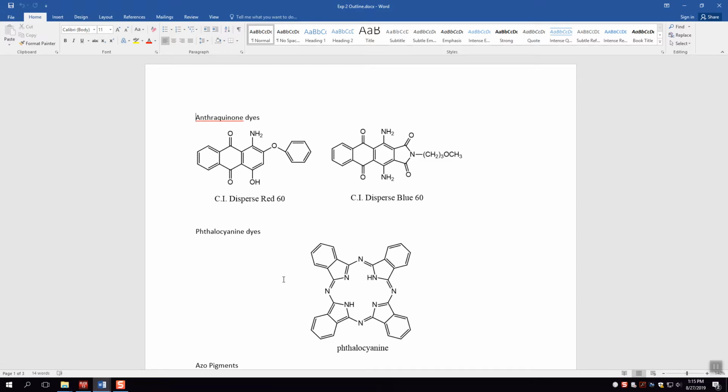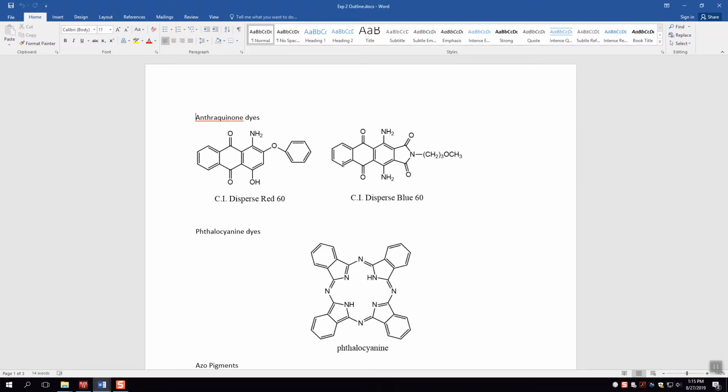And here we have two anthraquinone dyes. All right, we have disperse red 60 and disperse blue 60. And some of these anthraquinone dyes are water soluble. Specifically, some of them have sulfonic acid groups, which is basically an SO3 minus deprotonated sulfonic acid group on them, that can make them be water soluble. These two particular ones don't look particularly water soluble to me, but these are different dyes that you could find.